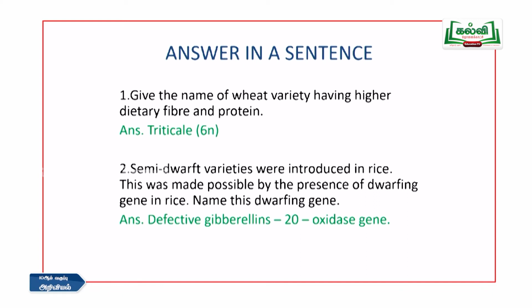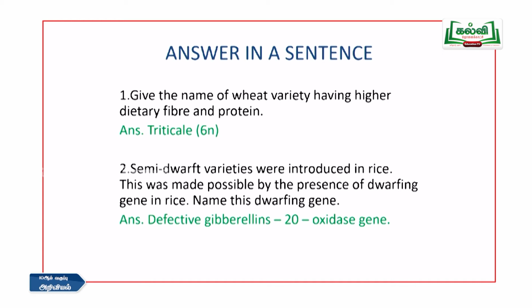Okay. Question number 1. Give the name of the wheat variety having higher dietary fiber and protein. Answer is Triticale 6N. Question number 2. Semi-dwarf varieties are introduced in rice.